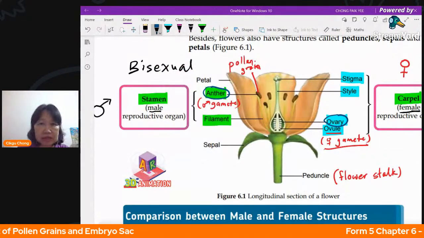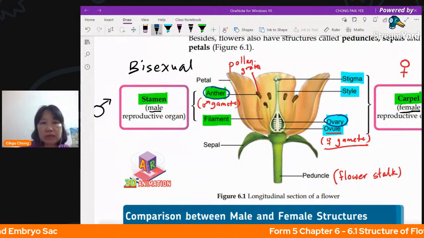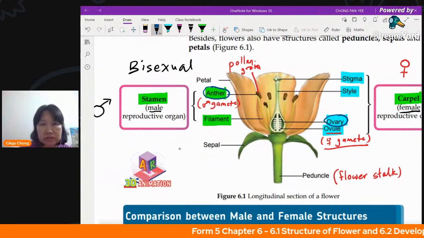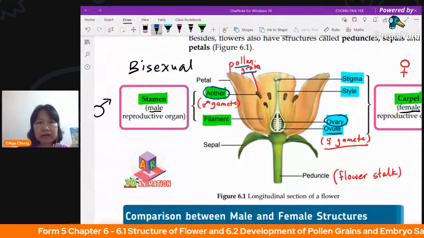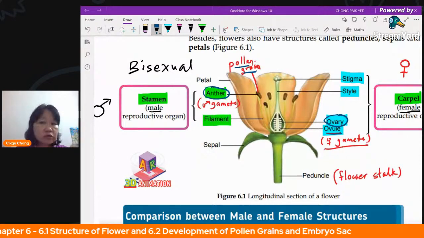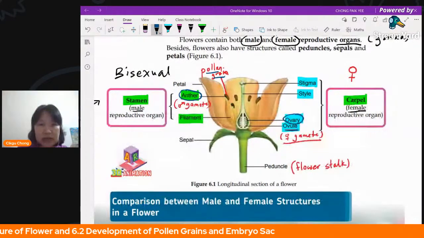And we talk about the gamete. The gamete will be pollen grain. For this one is the pollen grain, and then for the female, it is the ovule. All right, okay. So now let's go on to how do you draw this. Oh wait, before that, let's look at the other parts.